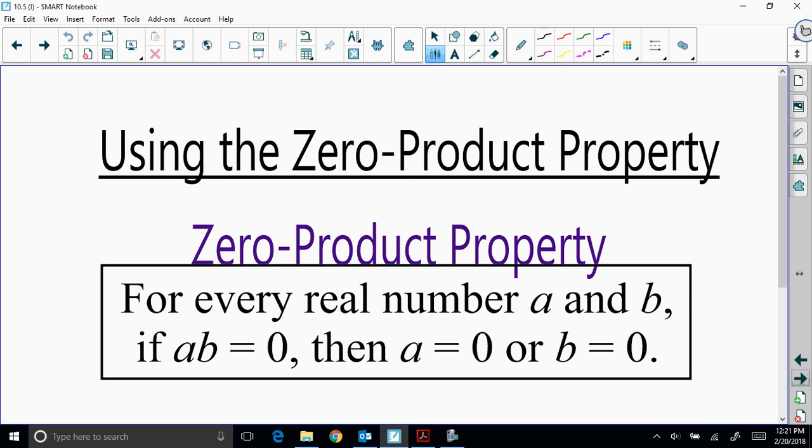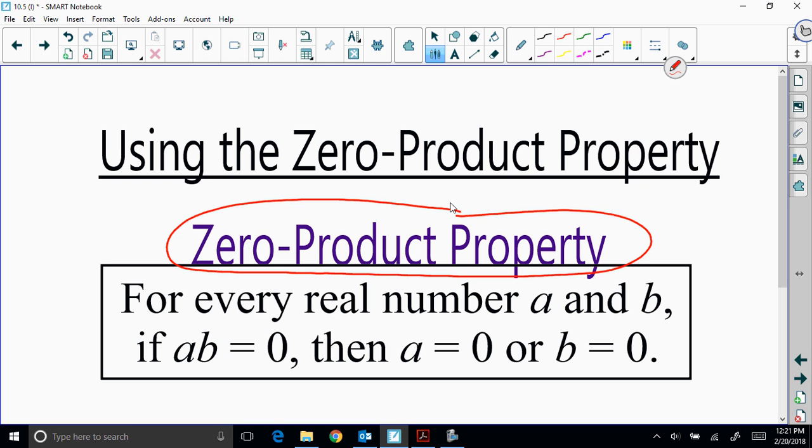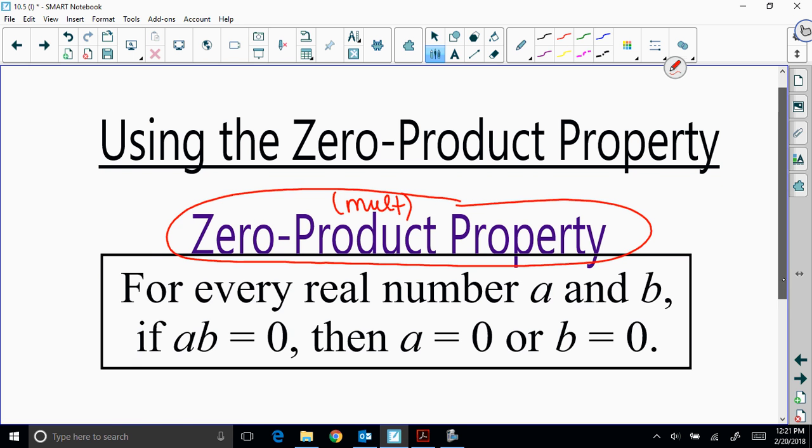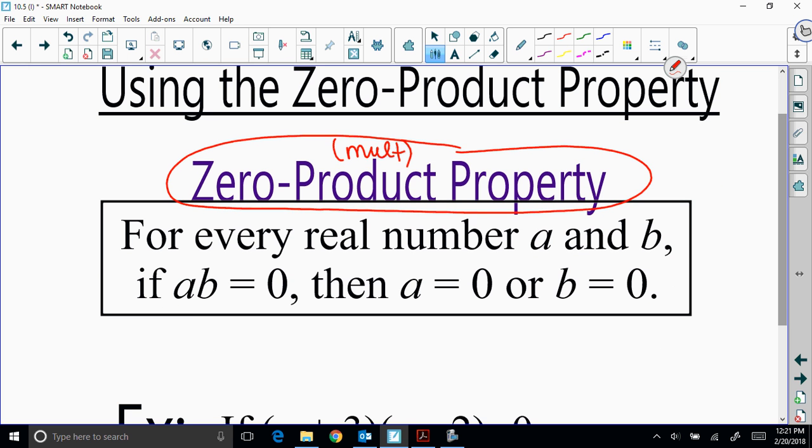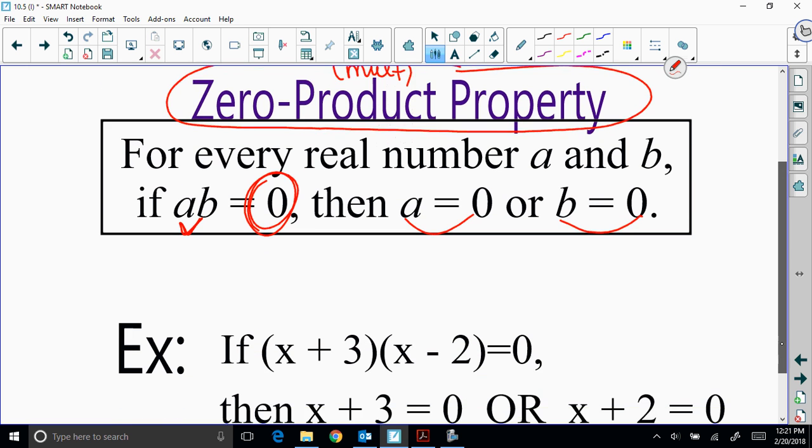So this is called the zero product property. So product, remember, means to multiply. And so what this is saying is if I have two things that are being multiplied together and it equals 0, this is the key, has to equal 0, then I can separate them and write two equations. I can pull them apart and write two equations.